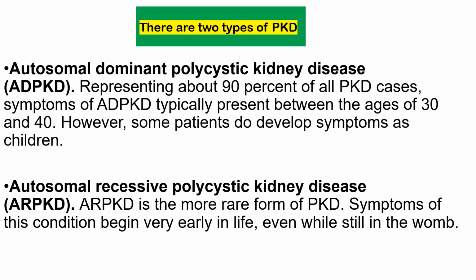It is the most rare form of polycystic kidney disease. In autosomal dominant polycystic kidney disease it was very common, about 90% of polycystic kidney disease cases are seen there, whereas autosomal recessive polycystic kidney disease is very rare. It is the most rare form of PKD, and the symptoms of this condition begin very early in life, even while still in the womb. Here you can see the differences. In ADPKD, the symptoms typically present between the age of 30 and 40.